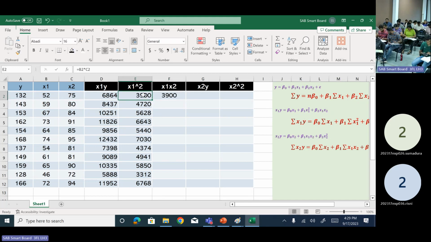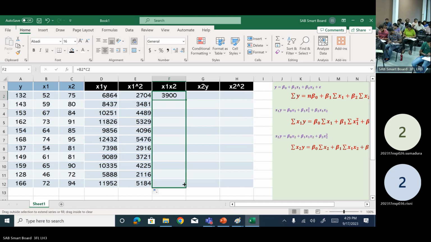So here I have made a mistake there. It should be 52 into 50. X1 squared, right? X1 squared, 52 squared, 59 squared, 67 squared. This is 52 into 75, 59 into 80. Write down.